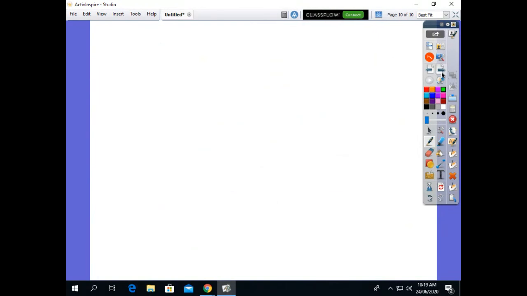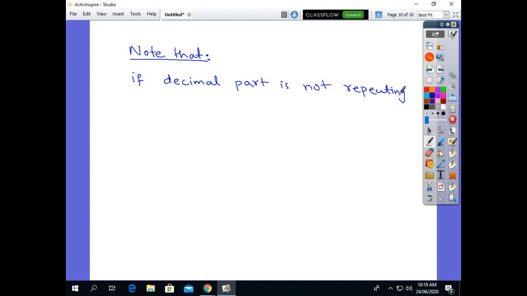note that if the decimal part is not repeating, then such numbers are irrational numbers.